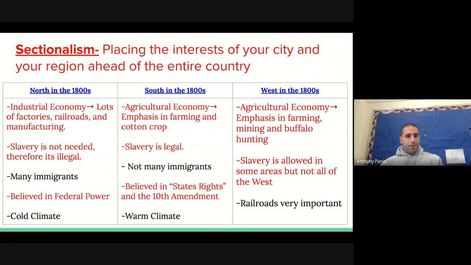All right, they did have an emphasis on farming, but they also were miners, so they worked underground, working with minerals, and they were big into buffalo hunting, though we will talk about that more when we get to Unit 3. All right, and probably one of the most underrated things in the West, as you'll learn, is railroads were really important because you had so much land, you need the railroads to travel across as opposed to the northern and southern cities.